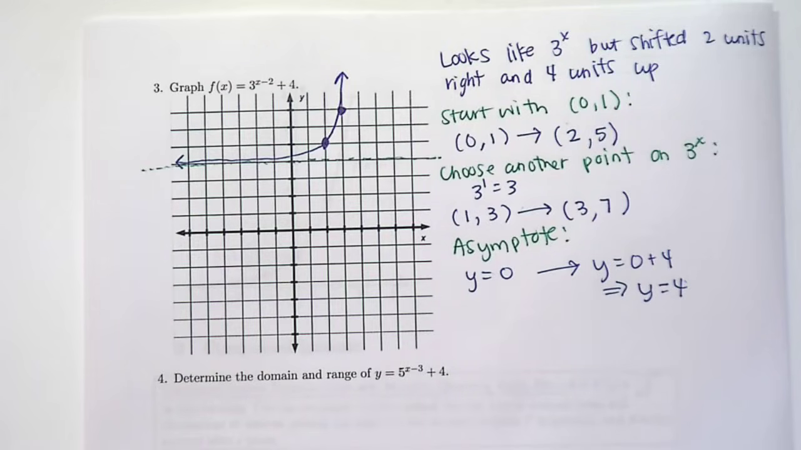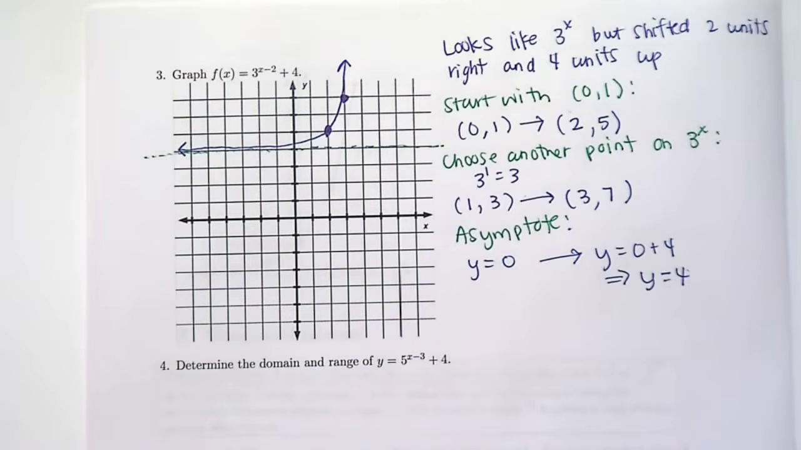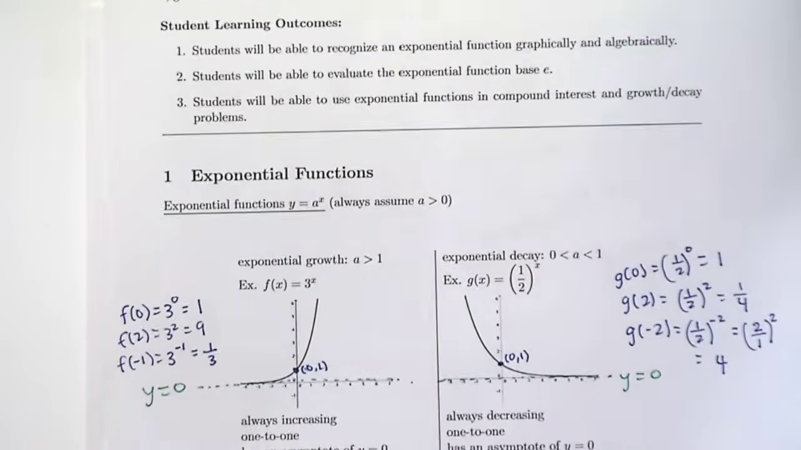So this is the graph of this exponential function, 3 raised to the x minus 2 plus 4. It looks just like before, but it's shifted 2 units to the right, also shifted 4 units up. Now let's talk about domain and range. Let's look at the domain and range of the previous page before we move on.